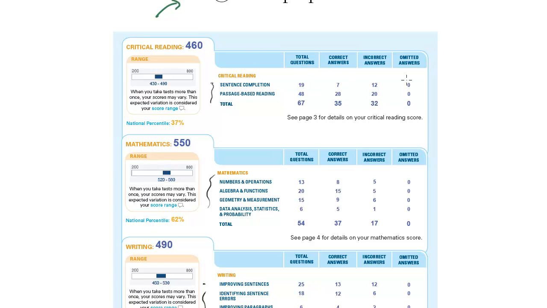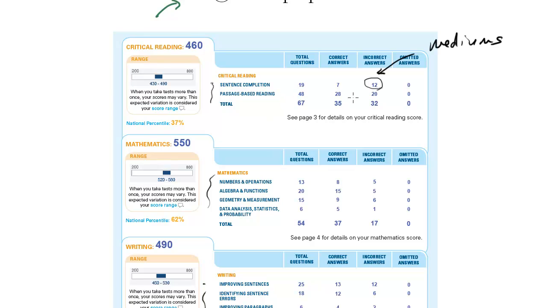So for the reading, the first thing I notice is that there are quite a few sentence completions wrong. There's probably a little bit of room for growth here, particularly in the mediums. But actually, I'm not super concerned about the sentence completions for this score range. I'm assuming this person wants like a 600. For a 600, sentence completions are not super critical.